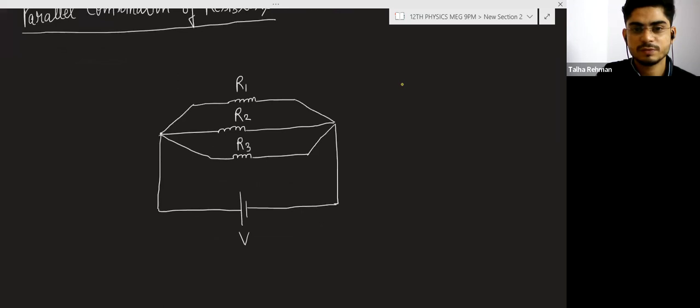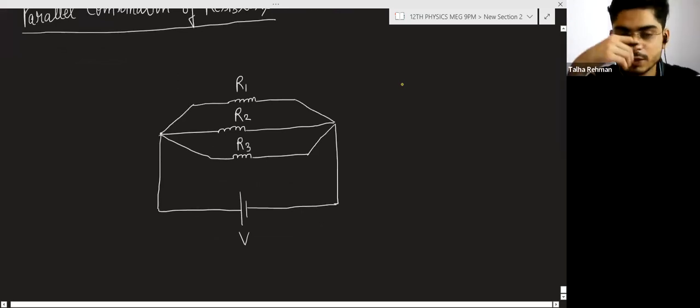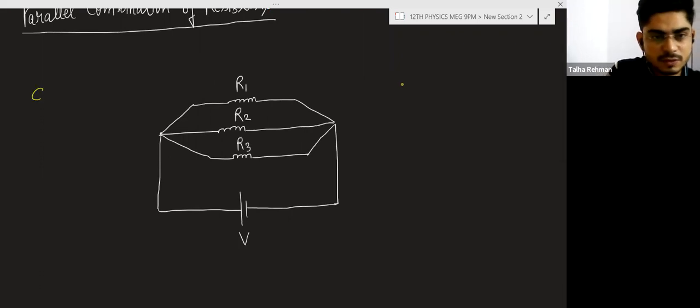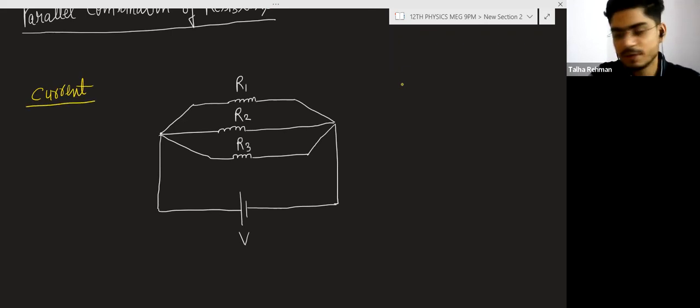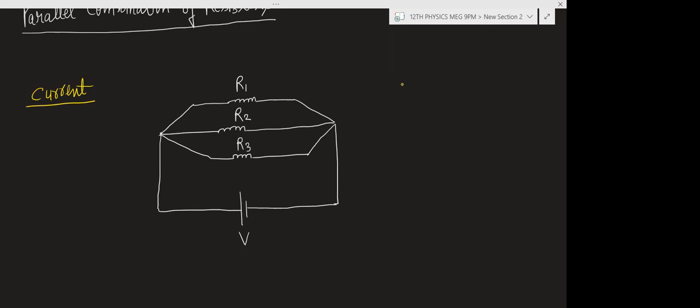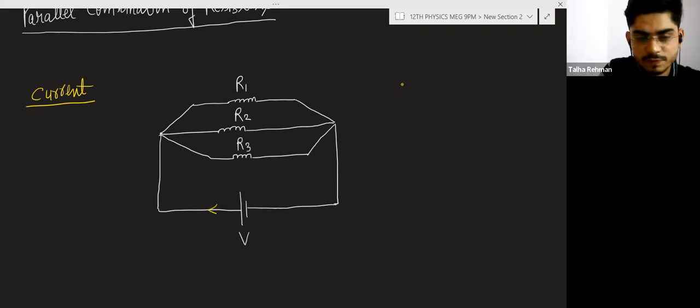So, Hamza, we will see what will happen with the voltage and what will happen with the current. First, I am defining how the current will be divided. So this is the battery here. Are you getting my voice clearly? Yes, sir. Okay. From this battery, suppose I amount of current is flowing like this.